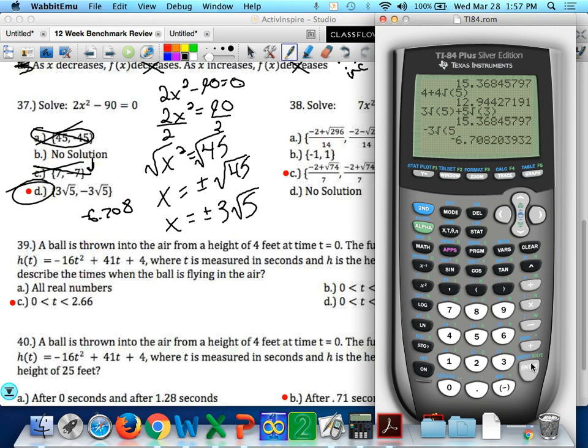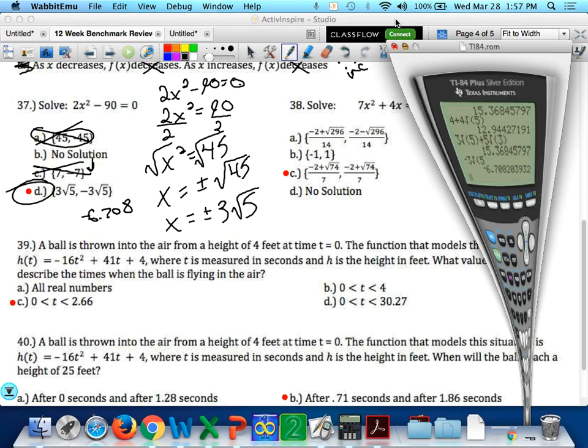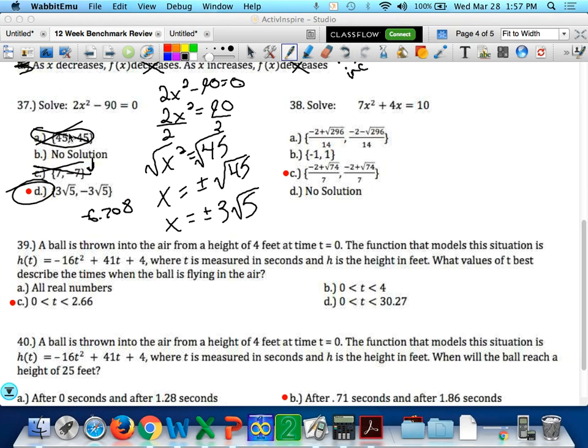Negative 6.708. Okay? The final alternative is because I said we're trying to figure out what we can plug in for x to get 0, you can just take the solutions and plug them in. Plug in 45 here. It's going to get a way bigger number. It's never going to be 0.